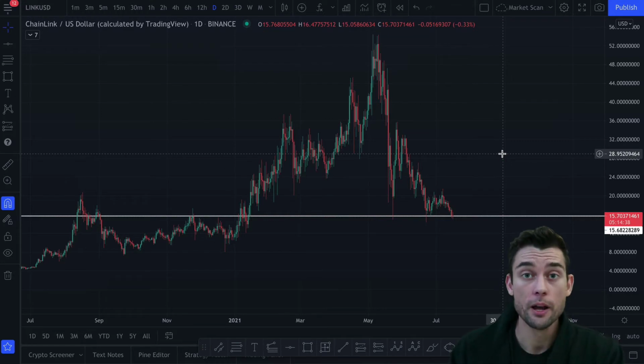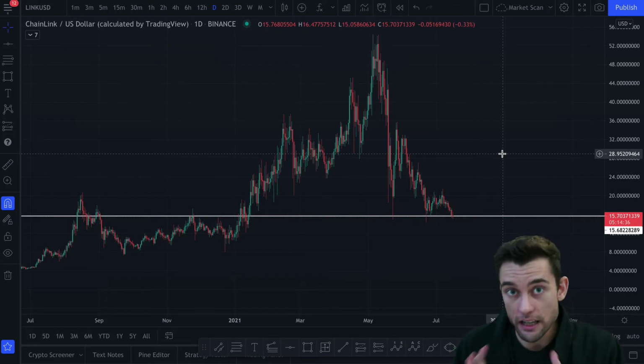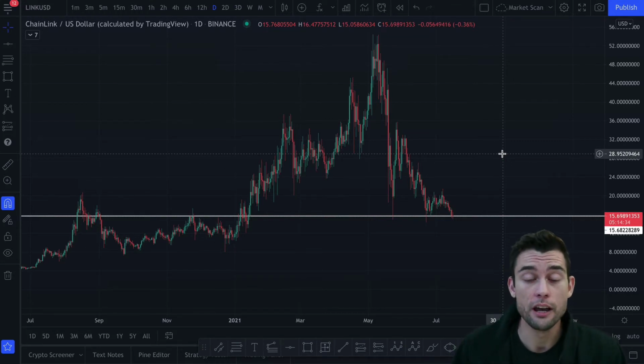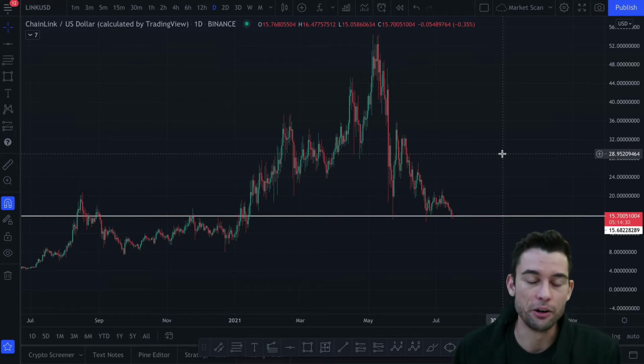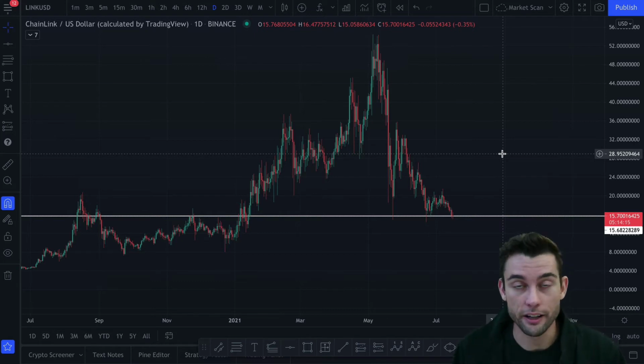So pretty much the RSI is an indicator that will help you in your trading journey, help you trade cryptocurrencies, and also help you trade stocks and whatever else you want to trade. And the RSI might actually be the most popular indicator that traders use.